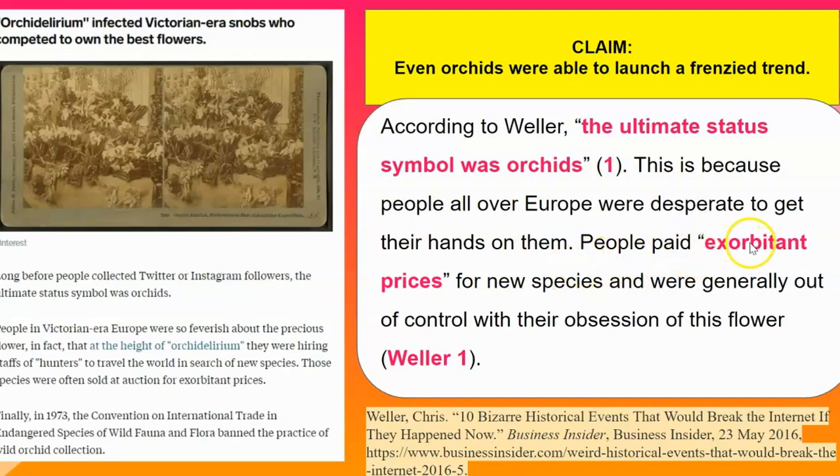This is because people all over Europe were desperate to get their hands on them. People paid exorbitant prices. Now for this one, you could not have flipped these two pieces of evidence, and you'll notice it's because "paid" is right here. So we would think about paying going along with this price. And so you'd want to make sure that this one was down here.